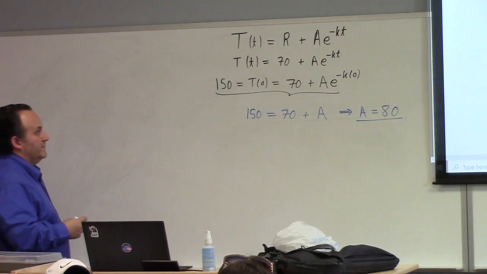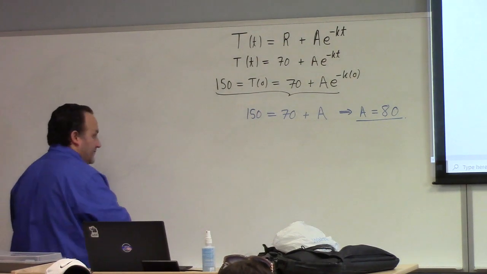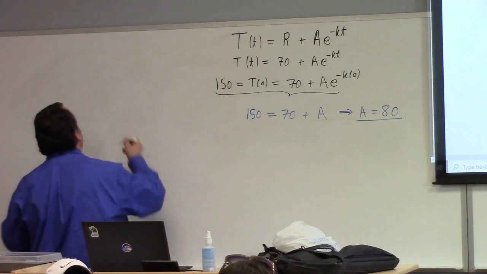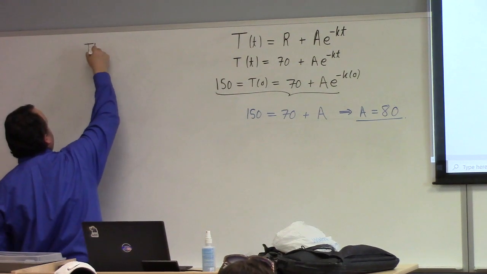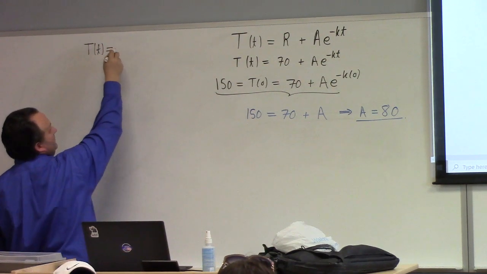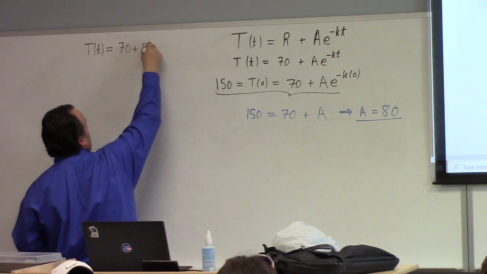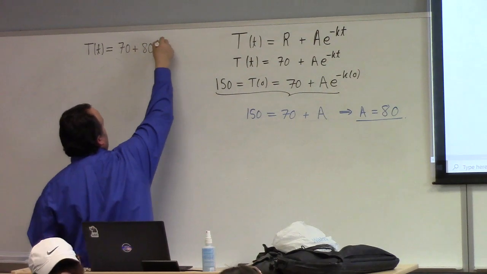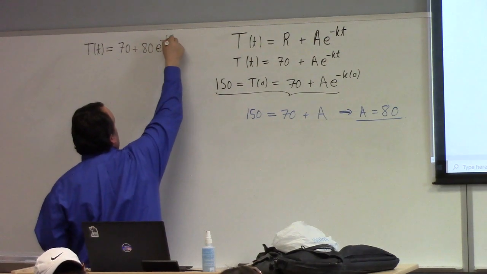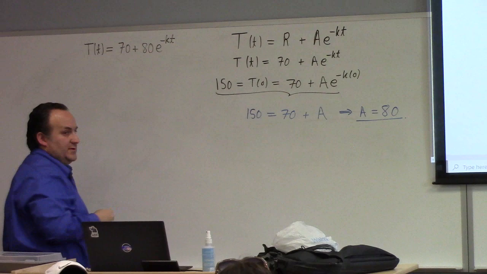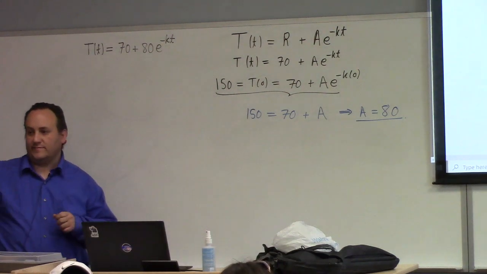Okay, so what do we know? Let's regroup. We know that T of t is equal to 70 plus 80 e to the minus kt. Now we don't know what the k is yet, do we? But do we have more information?